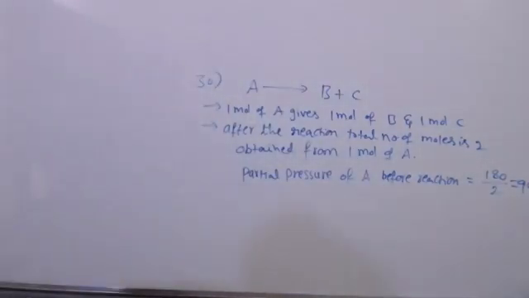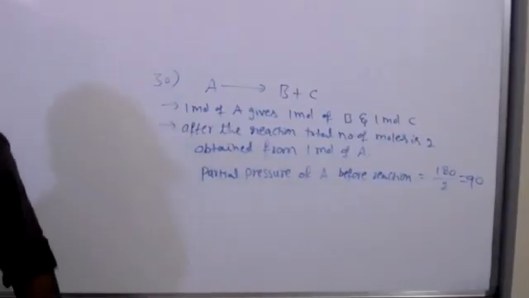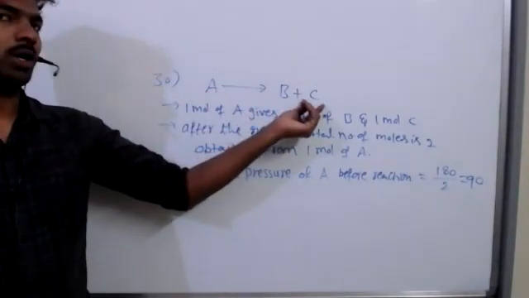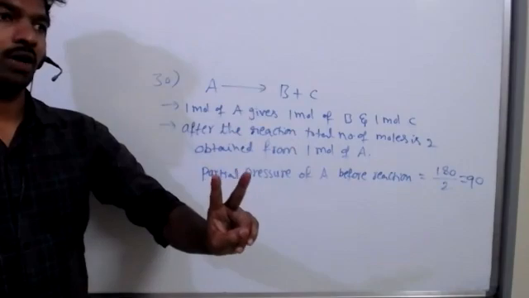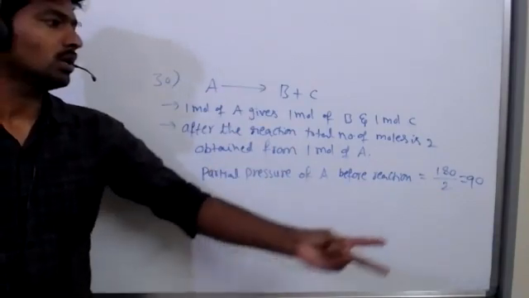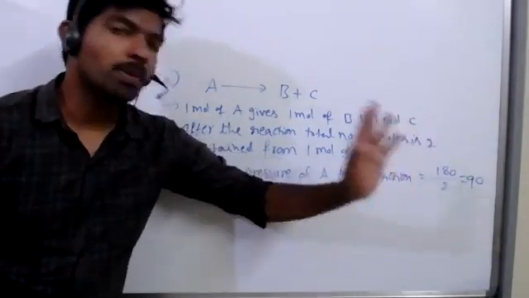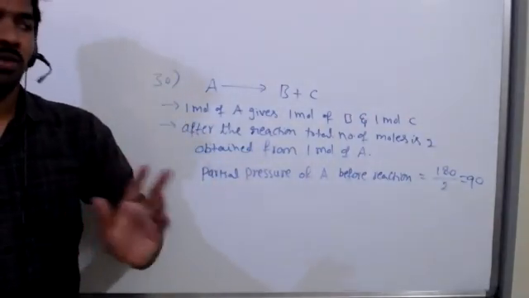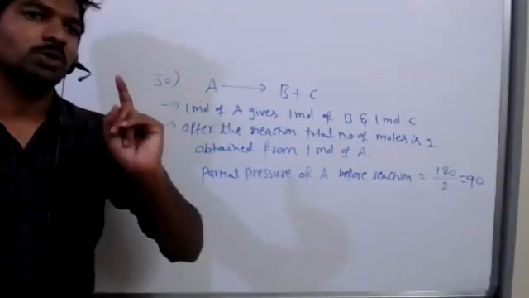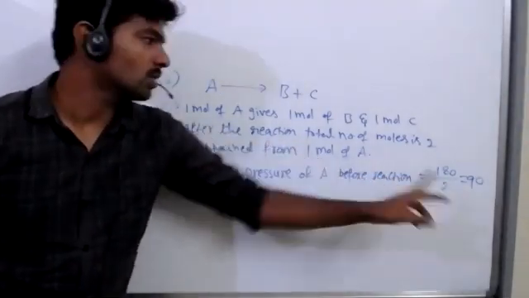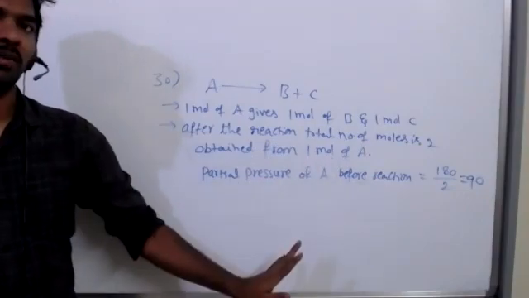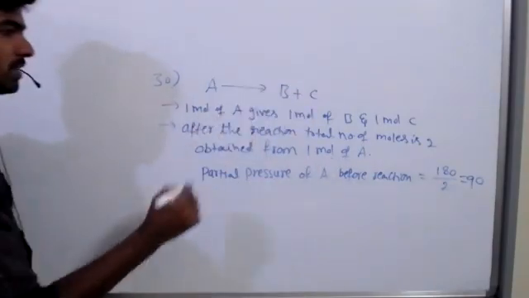So this is the only major point here. A is completely reacting, giving 1 mole of B and 1 mole of C, meaning only 2 moles of product. Because of these 2 moles, 180 mm of Hg pressure is produced. So because of 2 moles, then because of 1 mole, how much is produced? 90. So now A is 1 mole only, so the partial pressure of A is 90 mm of Hg.